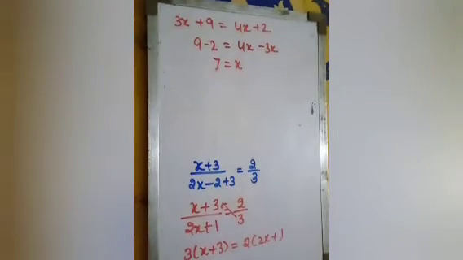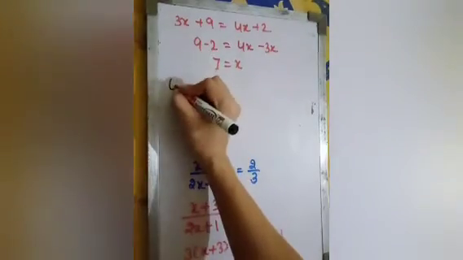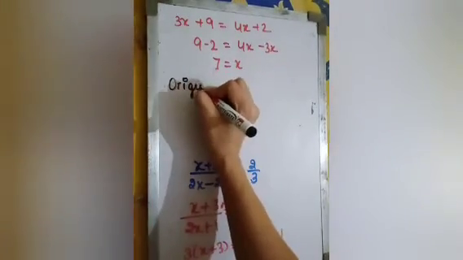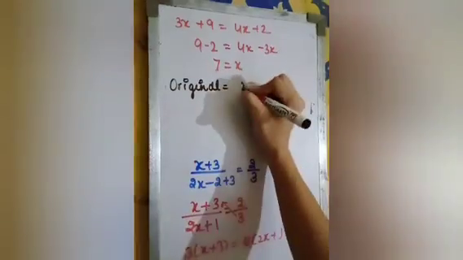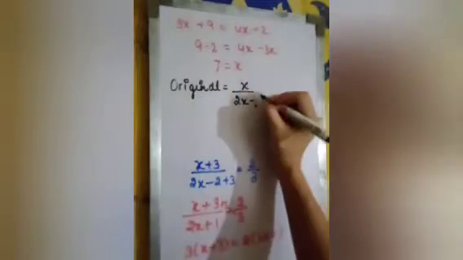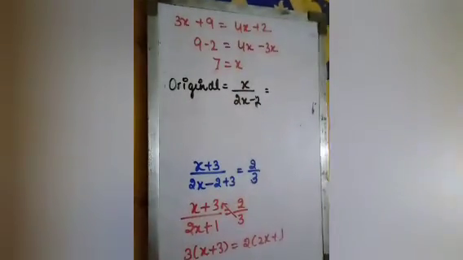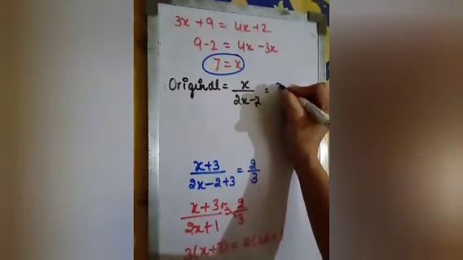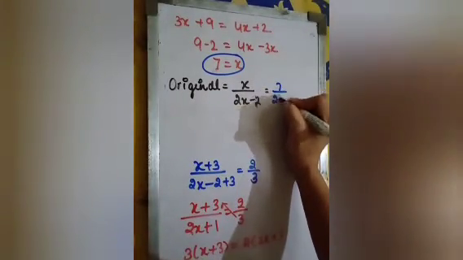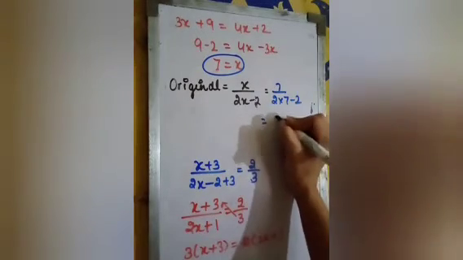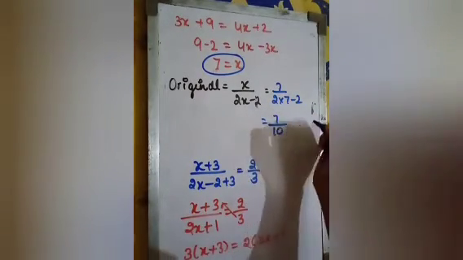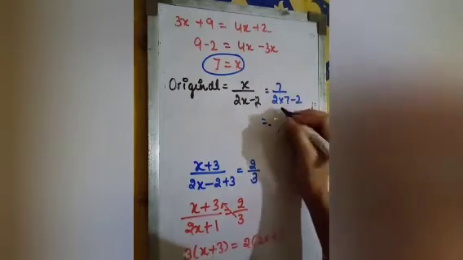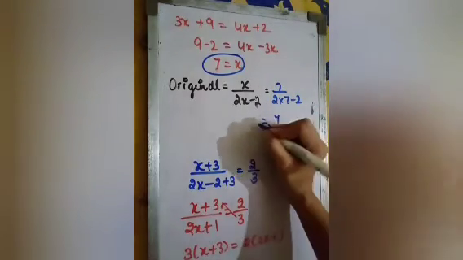So what is the value of x? 7. So the original fraction was x upon 2x minus 2. Now put the value of x here. This is the value of x. Put the value here. 7 upon 2 into 7 minus 2, it is 7 upon 12. So this is the original fraction. This is the answer.